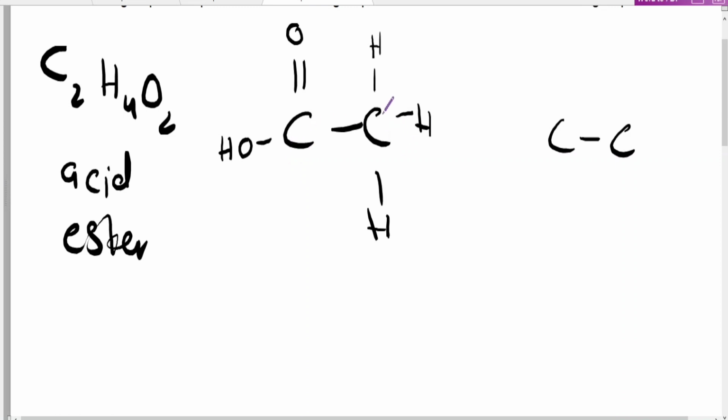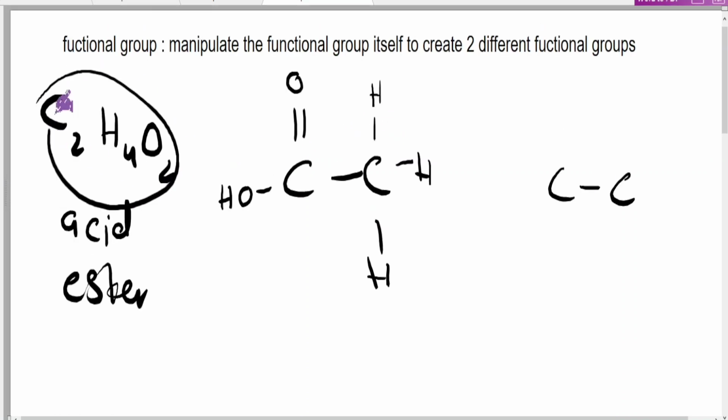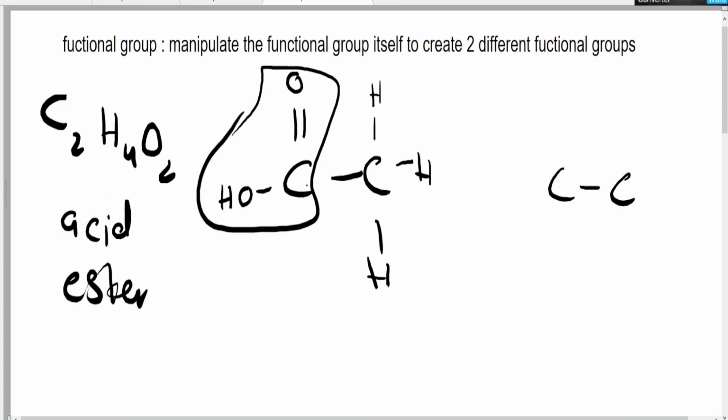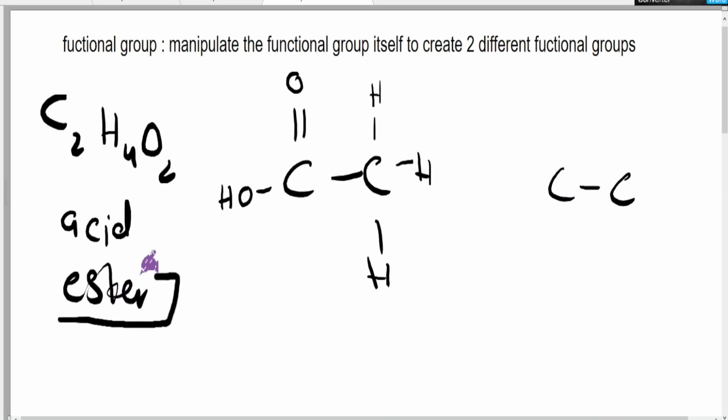Now, for this molecular formula to be showing functional group isomerism, I must have another structural formula which has a different functional group than an acid. I must have a different functional group which must not be a carboxylic acid. So what can it be? I know it can't be an alcohol, nor a ketone or aldehyde. So the only option I am left with is an ester. So let's see if I can draw an ester.